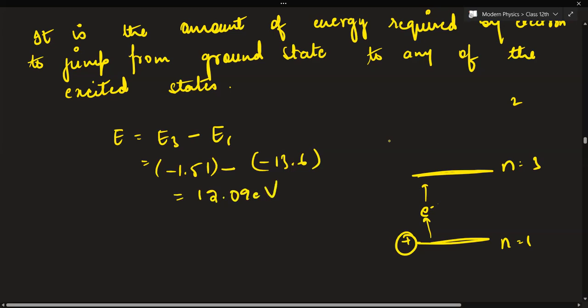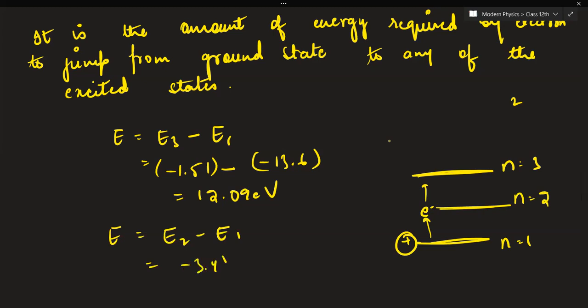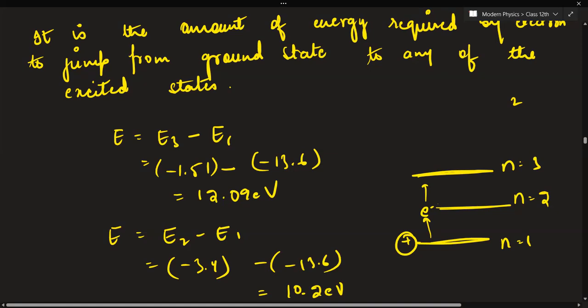Let's say the electron didn't jump to 3, only jumped to the second orbit. So the energy will be E2 minus E1. E2 is minus 3.4 and E1 is minus 13.6, with a minus sign in between. This gives you 10.2 electron volt. That's why I was saying E1, E2, E3, E4, E5, till E5, remember all the values. Learn it, because this way it will be used in the questions.